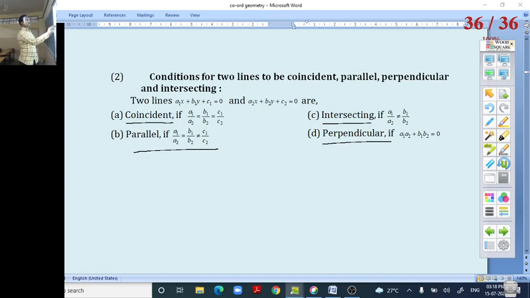Okay, so where a1x plus b1y plus c1 equals 0 and a2x plus b2y plus c2 equals 0 are any two lines, then this is the condition of parallelism: the ratios of their consecutive coefficients a1 by a2 and b1 by b2 must be the same, but they are not equal to c1 by c2. And similarly, the intersecting condition is a1 by a2 is not equal to b1 by b2. The perpendicularity condition is a1 a2 plus b1 b2 equals 0, right? a1 a2 plus b1 b2 equals 0.